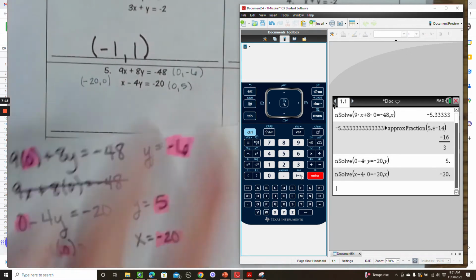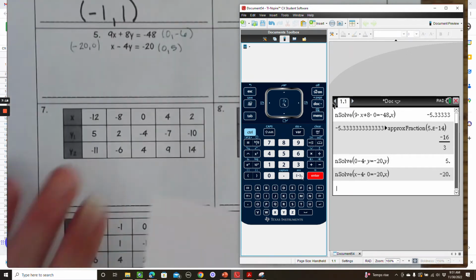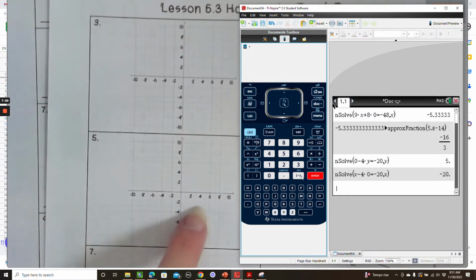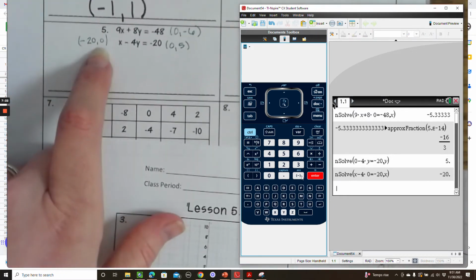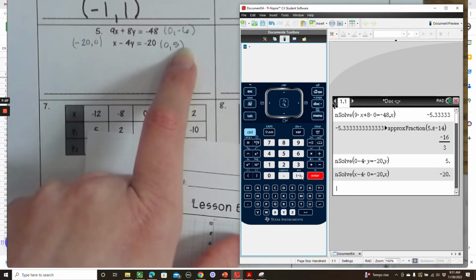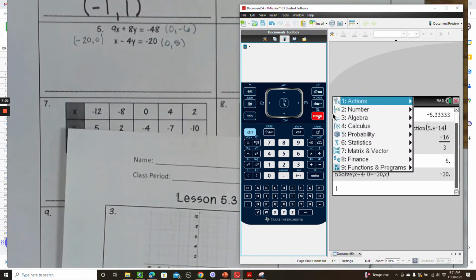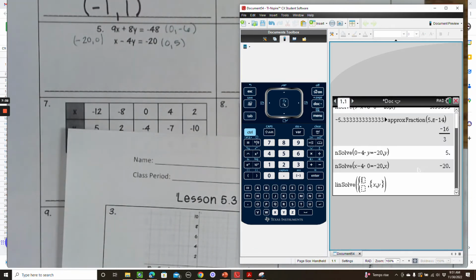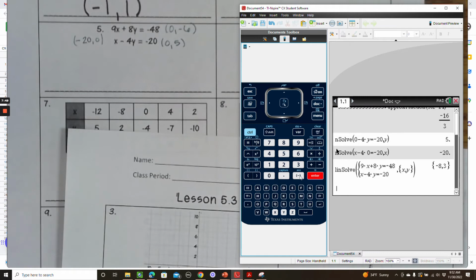So if I've got 2 points, I can graph. Okay? But if you look at the graph, I can't do this point. So the last thing that I can do is the menu 3, 2. And we can solve this system for our other point. So 9x plus 8y equals negative 48. And then x minus 4y equals negative 20.